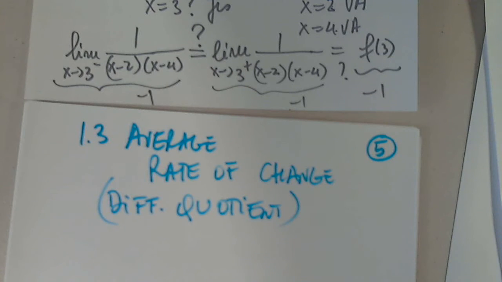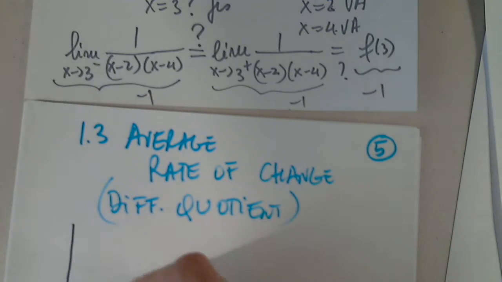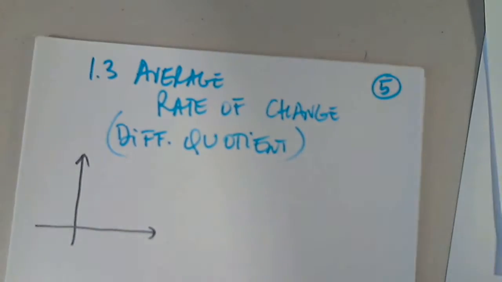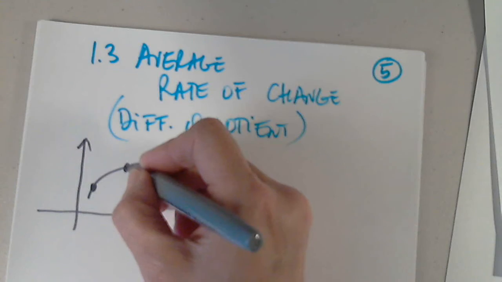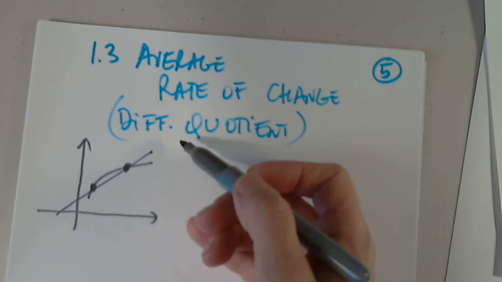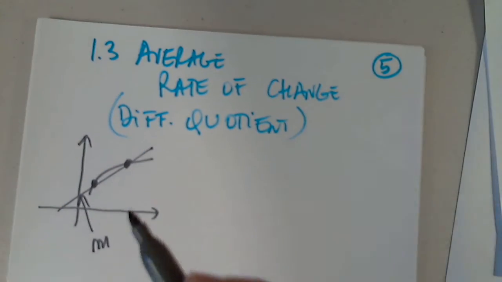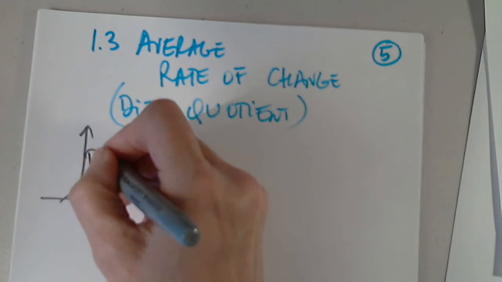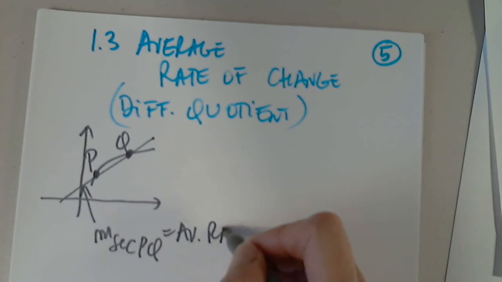So we know what we're talking about when we talk about the average rate of change. Here is a function. Let's go back and review that. We want to determine the average rate of change between these 2 points. All we have to do is find the slope of this line. You don't even have to draw the line. I'm just explaining that it's the same as the slope of the secant line PQ. That's the average rate of change.